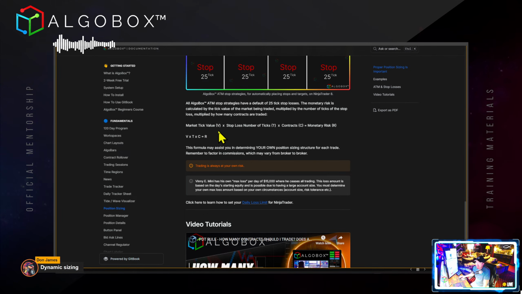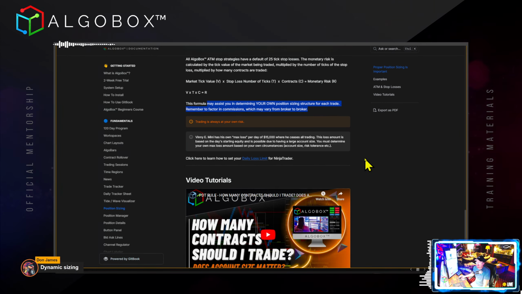Oh my goodness. Market tick value. We talked about this. This formula may assist you in determining your own position size and structure for each trade. Remember to factor in commissions. It may vary from broker to broker.